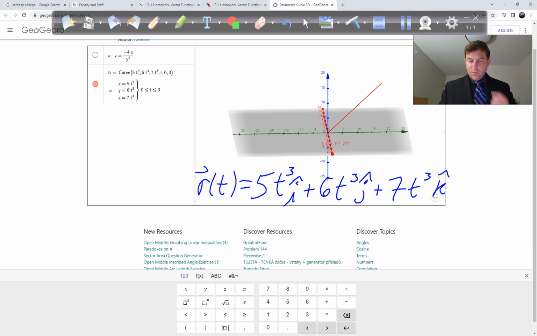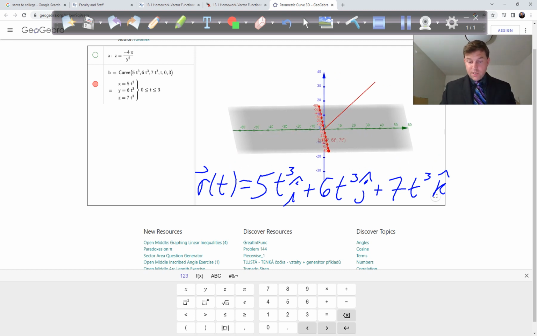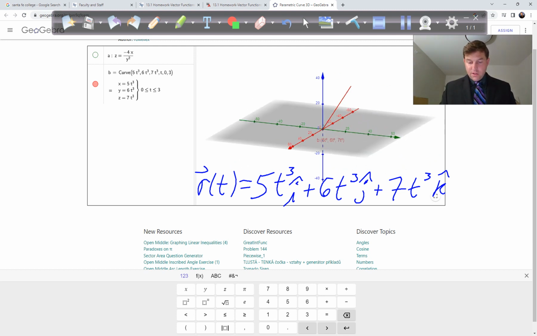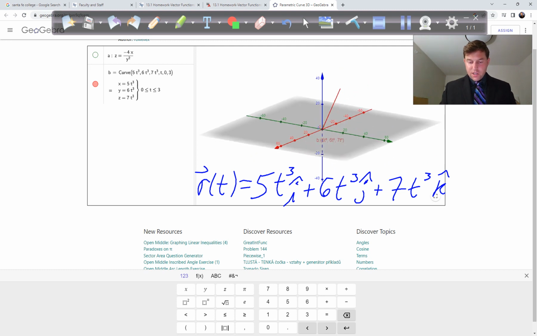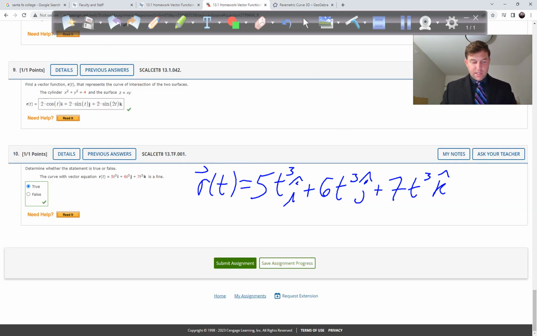And you don't have to pick very big t's because t cubed is going to be 27, and then you're either multiplying by 5 or 6 or 7. So that would be the resultant parametric curve, and it clearly is a straight line. So we'd go back and say, is it a line? It sure is true. And that will complete section 13.1.